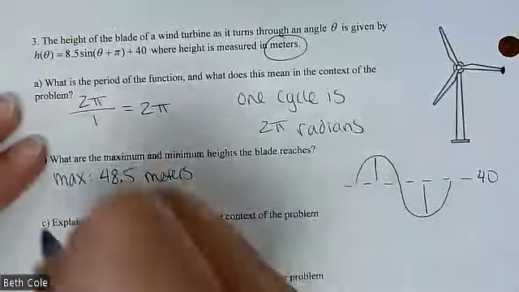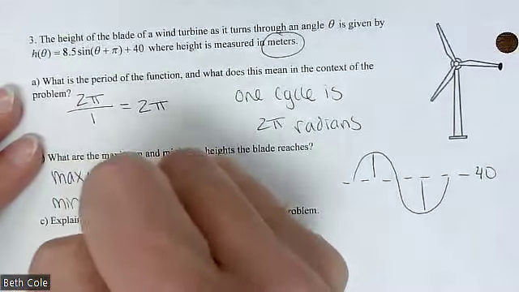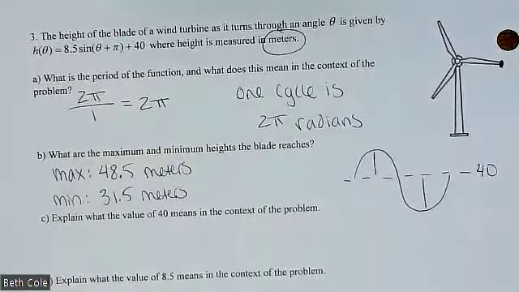And then if you subtract 8.5, yeah, 31.5 meters. So you just add and subtract. You figure out where the center is, then you add and subtract that amount. All right, and this is the part I like about this because this is going to make you think.